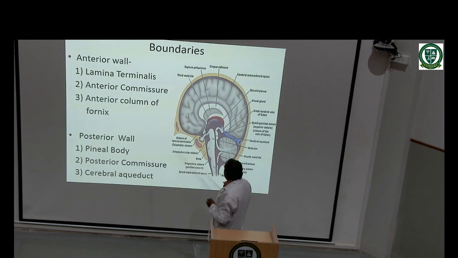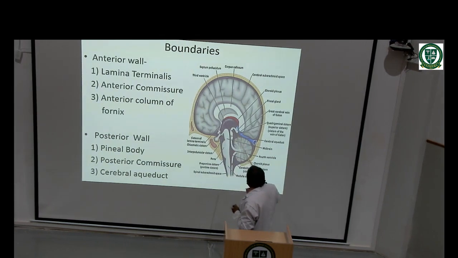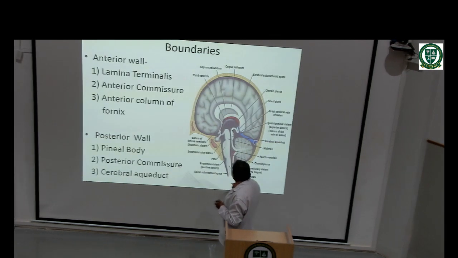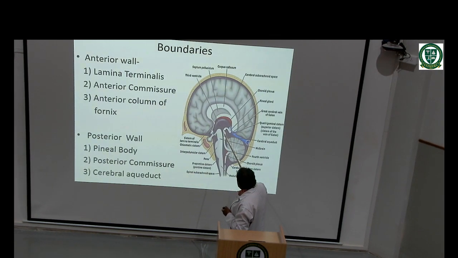Next, posterior wall. Posterior wall is formed by pineal body. This is the pineal body. And posterior commissure. This is the posterior commissure. Next, cerebral aqueduct. This is the one, I mean the initial part of the cerebral aqueduct. See, all these three form the posterior wall of this third ventricle.